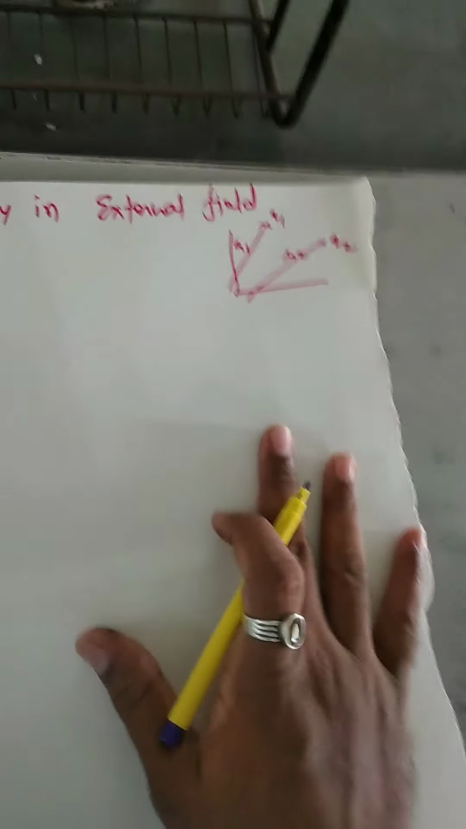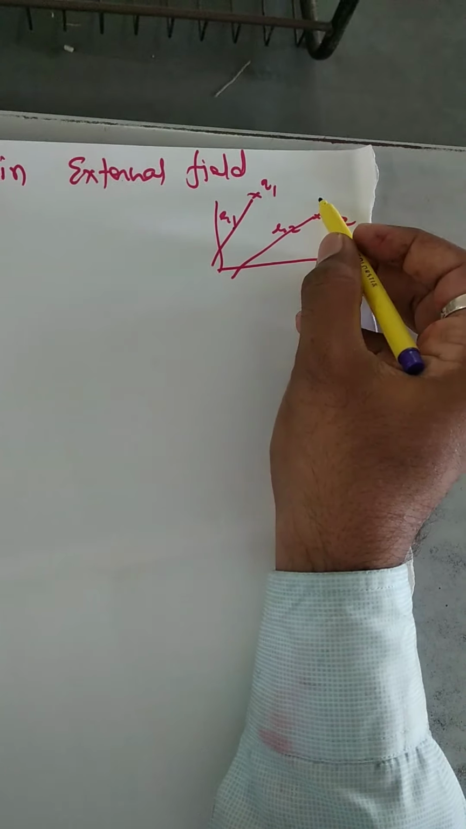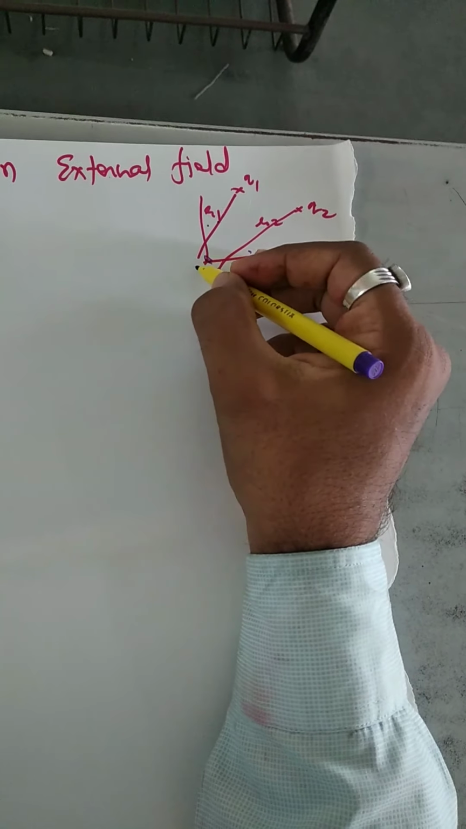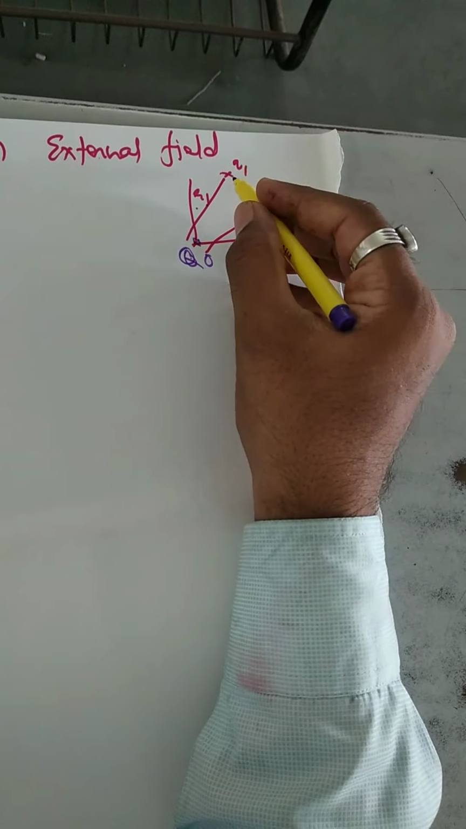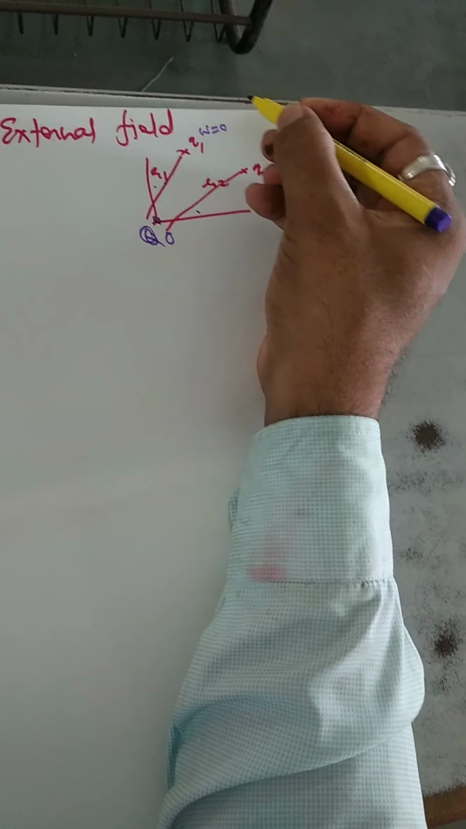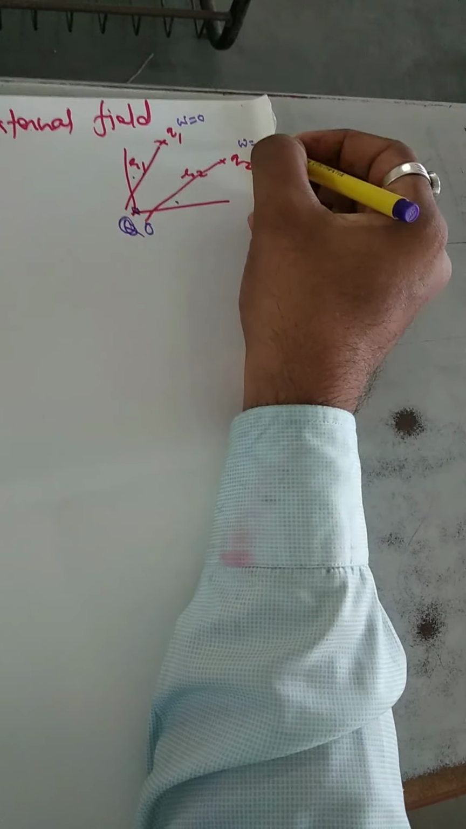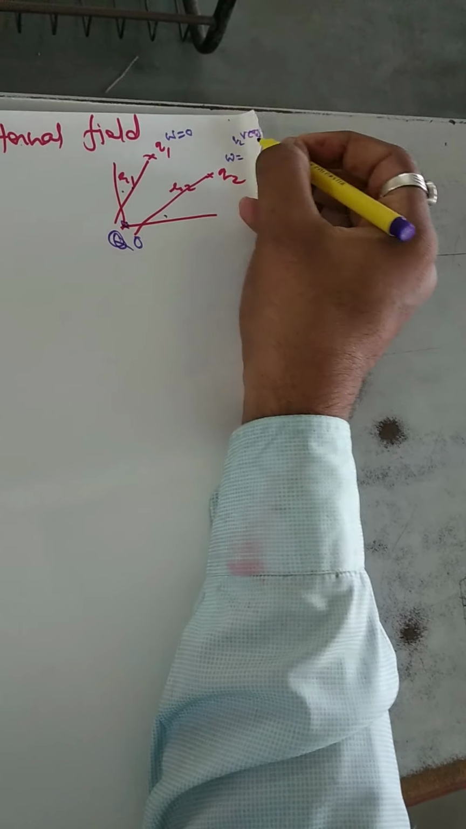at radial distances r1 and r2 from any source charge q or from any point O. In that case, we saw that the work done to bring this charge q1 from infinity to this point is equal to 0, and the work done to bring this charge q2 from infinity to the given point is equal to q2 into the electrostatic potential because of q1.